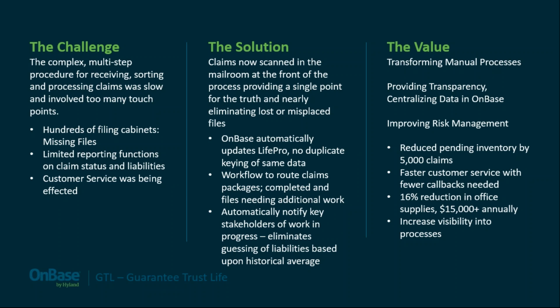In addition to that, they saw a 16% reduction in office supplies, which equates to about $15,000 annually, by not needing to store as much paper in file cabinets. Fewer staples, paper clips, everything related to paper was reduced dramatically. And overall, as I mentioned before, one of the big issues was increasing the visibility into the process so that the key stakeholders and business managers can make better decisions around what's going on within the organization.